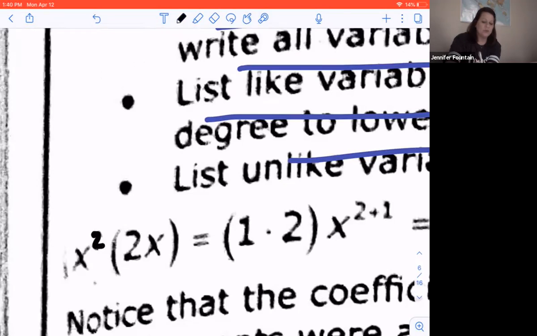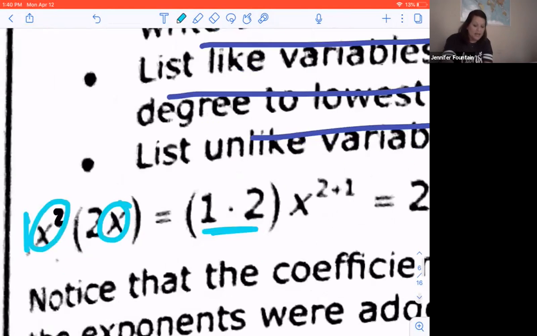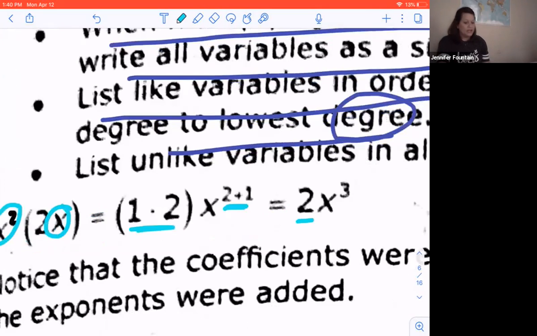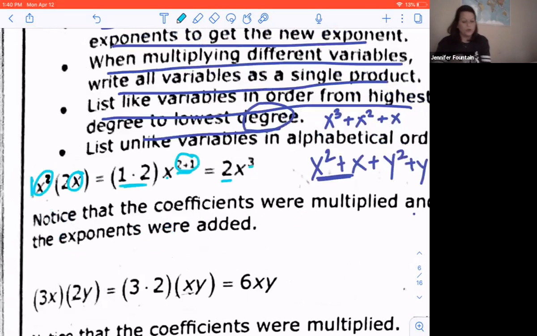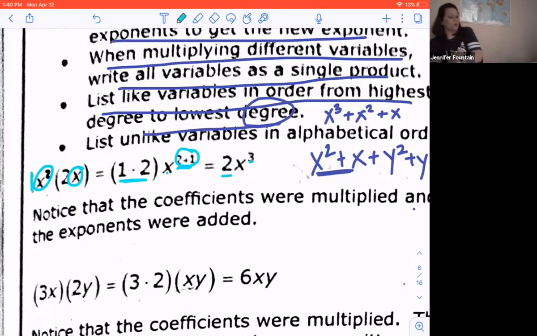Notice that when I have the variable x, my understood coefficient is 1. And remember it said I'm going to multiply the coefficients. So I've got 1 times 2, which is 2. And then I'm going to multiply x squared times x. Remember, I take my x and add the exponents. So x squared times x, 2 plus 1 is 3, so that's x cubed. It says, notice the coefficients were multiplied and the exponents were added.